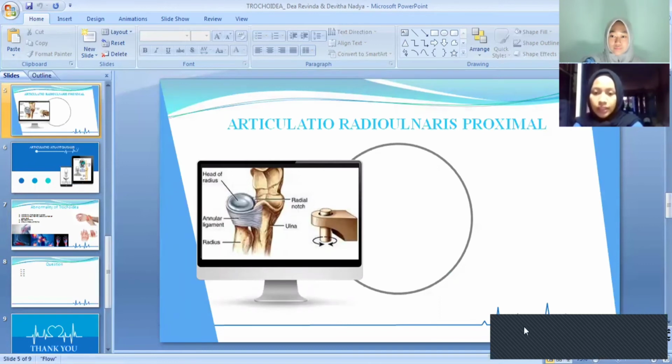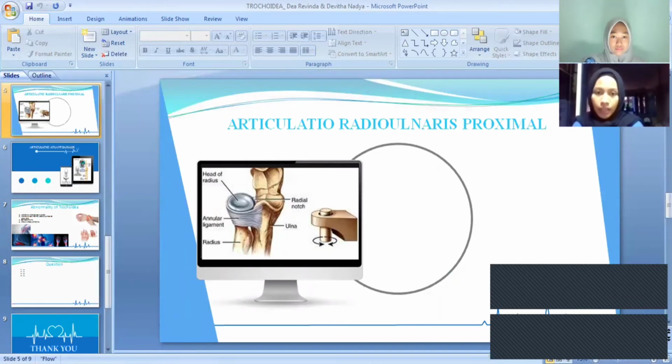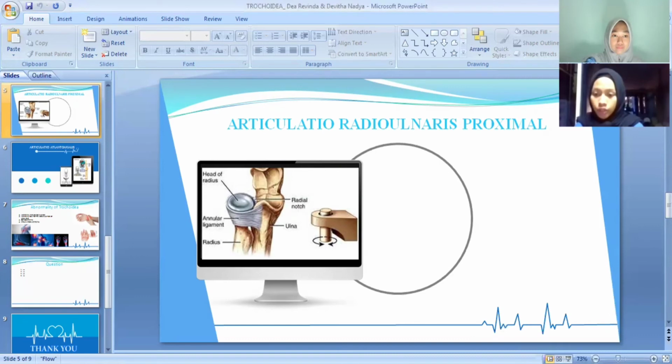And this is an example of trochoidea. First, articulatio radio-ulnaris proximal. The proximal radio-ulnar joint is a synovial pivot joint between the circumference of the head of the radius and the ring formed by the radial notch of the ulna and the annular ligament. This is the place of the articulatio radio-ulnaris proximal.